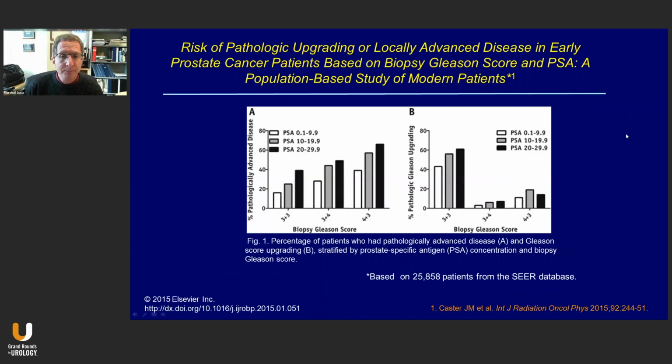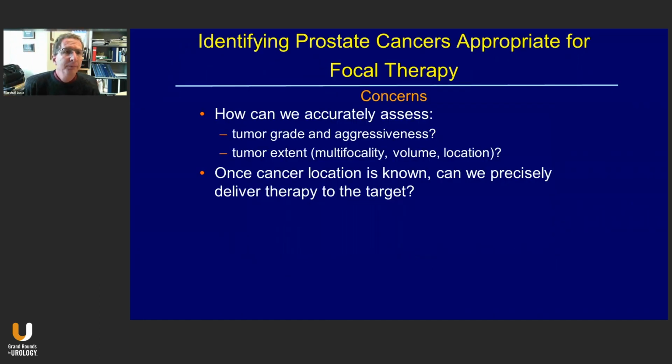And this can be reflected in the SEER data based on almost 26,000 patients. You look at their biopsy Gleason score here. If we look at 3+3s, for instance, and their rate of pathologic Gleason upgrading, if these patients went on to prostatectomy, you can see anywhere from 40 to 60% of them are upgraded. And not only that, pathologically advanced disease can be seen in 15 to 40% of patients with biopsy Gleason scores of 3+3. So clearly, TRUS-guided biopsies aren't a good alternative for picking candidates for focal therapy.